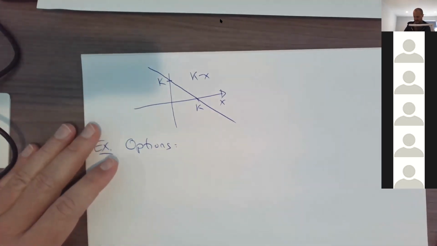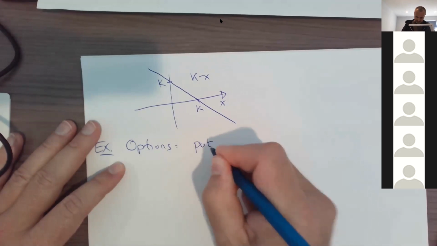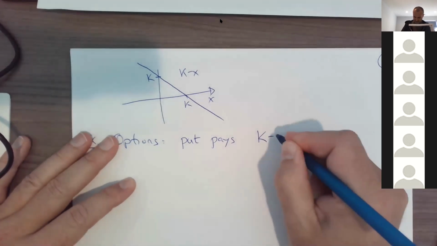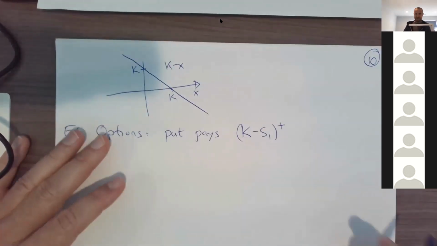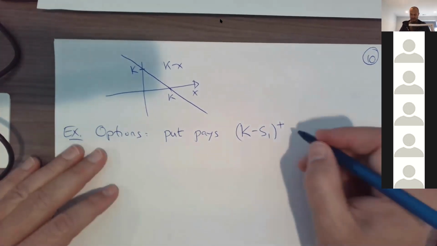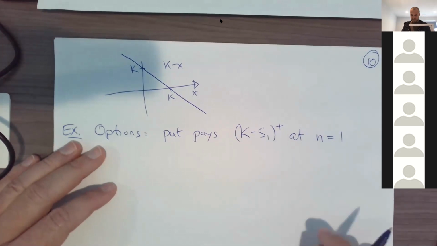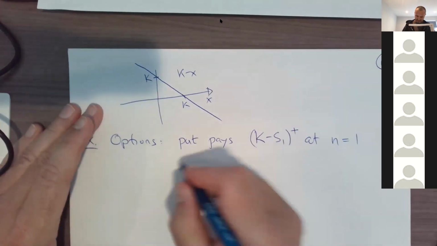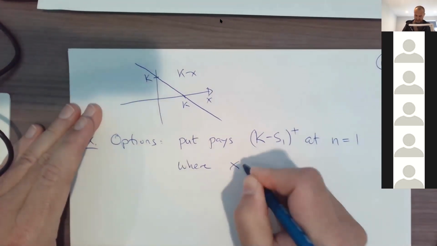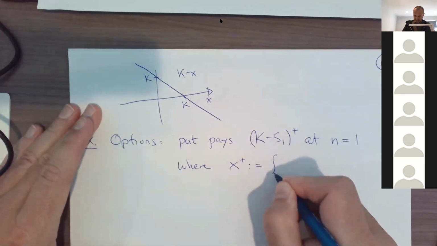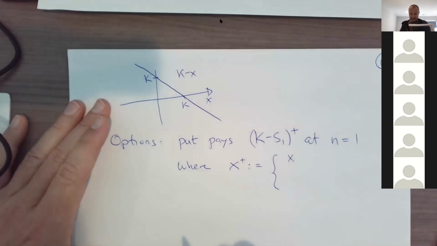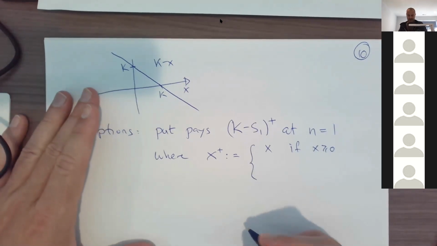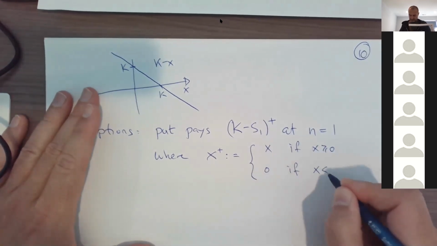So if you're looking at a put, it pays k minus S1, but now we take the positive part up here. It's being paid out at time 1. So remember, this plus, what does that mean? If I take x plus, what is that defined to be? Well, it's equal to x if x is positive, and it's equal to 0 if x is negative.